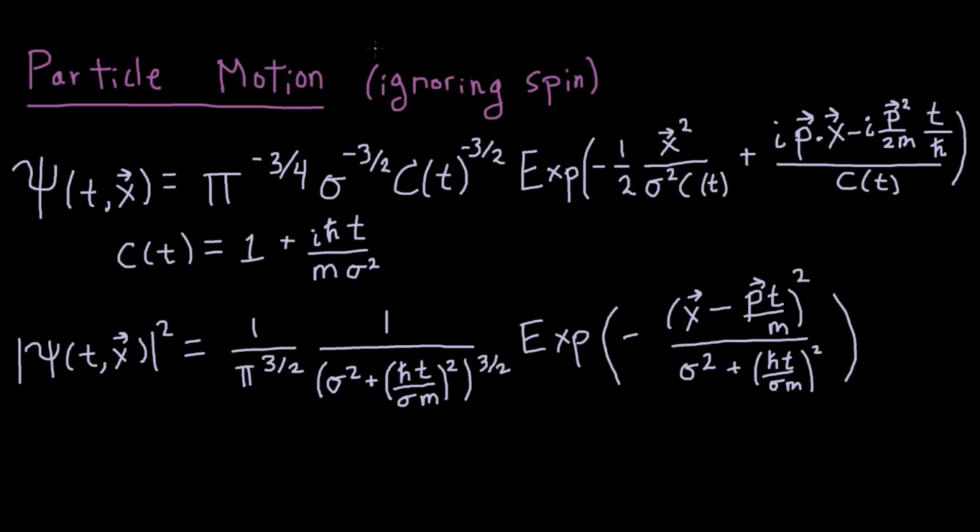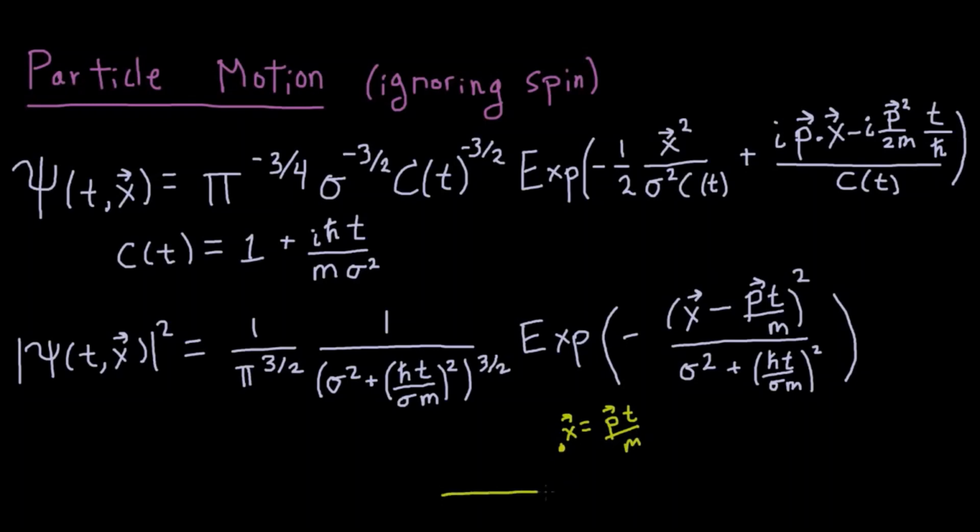The next thing is, what general shape does this function have? Well, you can see that the only way it depends on x is right here. And you can see that the function will be a maximum when x equals p times t over m.